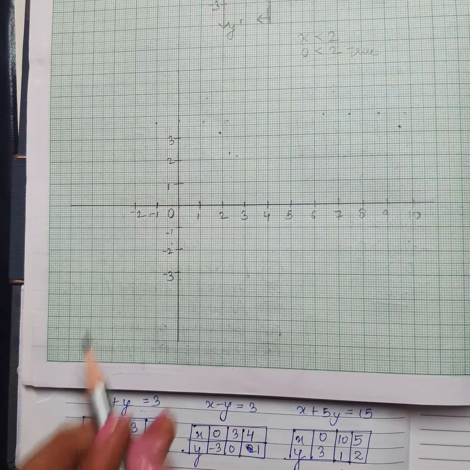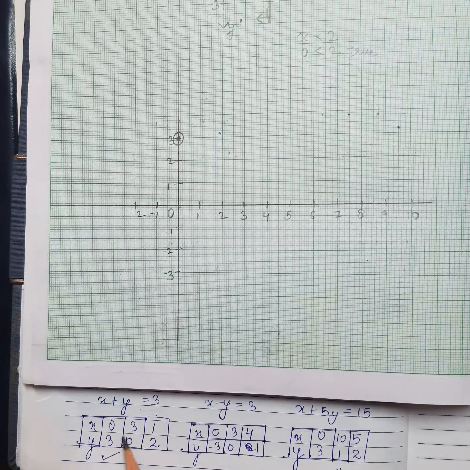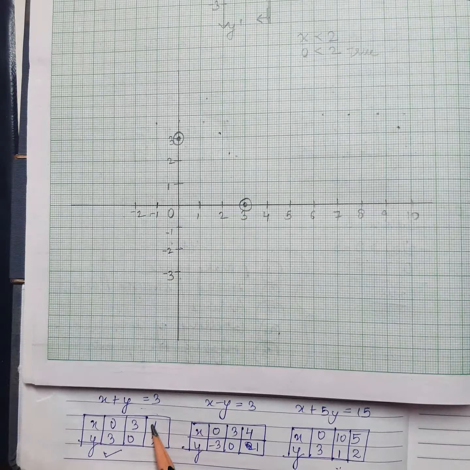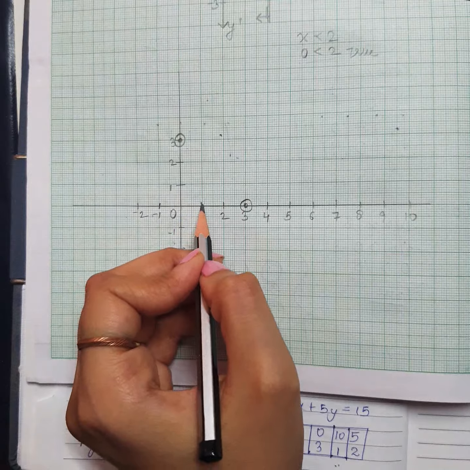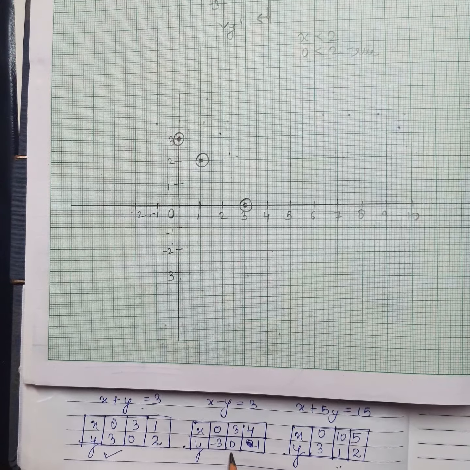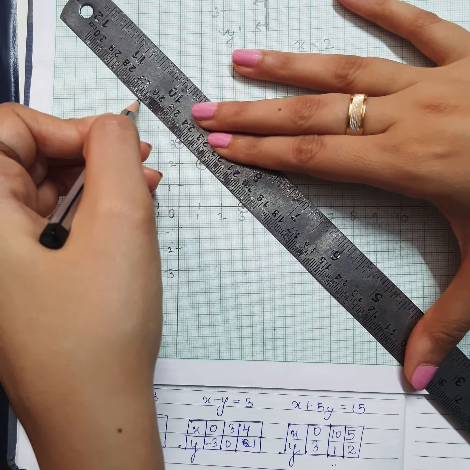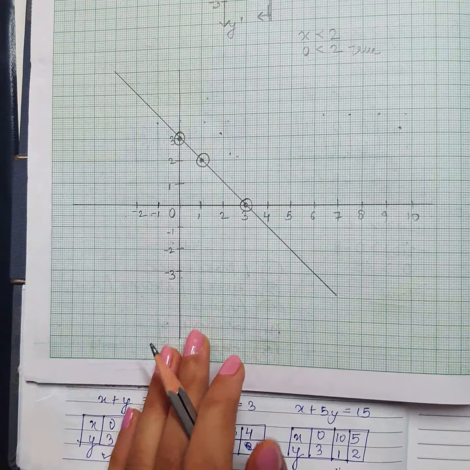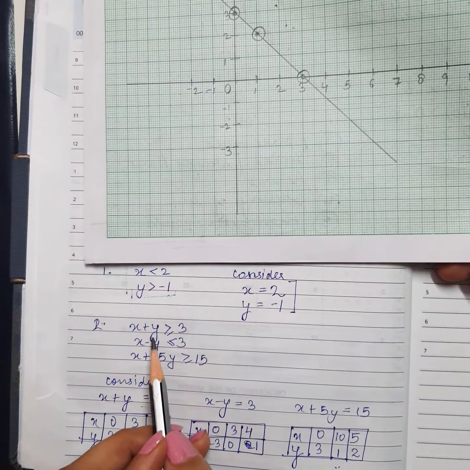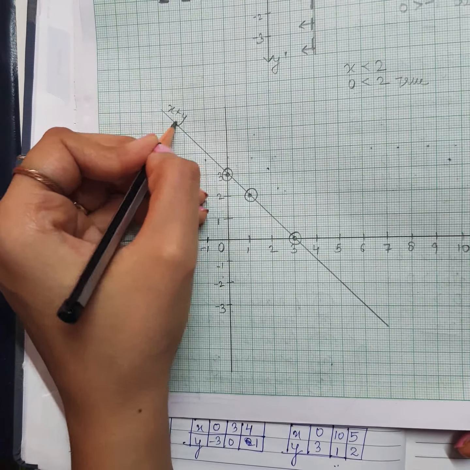x 0, y 3: (0, 3). Highlight your points properly. (3, 0) here. (1, 2), 1 and 2. Once you are done with the single line, do not move to the next line immediately. First plot. So no dotted lines, complete lines should be there. And immediately write the equation of the line, which is x plus y greater than equal to 3, on the line.